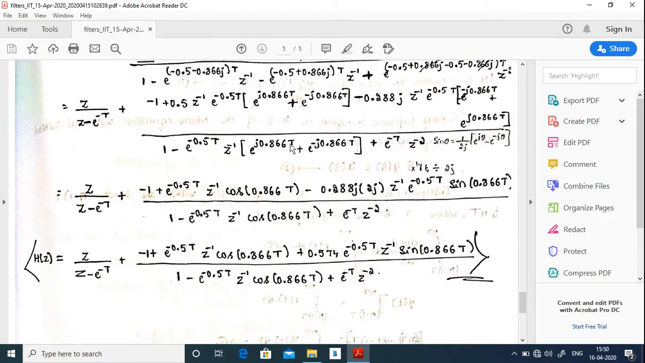Now, if you observe this particular equation, that is the numerator, this is in the form of e power j theta plus e power minus j theta. So what is cos theta? Cos theta is given by e power j theta plus e power minus j theta by 2. Now here if you observe carefully, 0.5 can be written as 1/2. So can I treat this term as cos theta, where theta is equal to 0.866t? That's why I have written it like this.